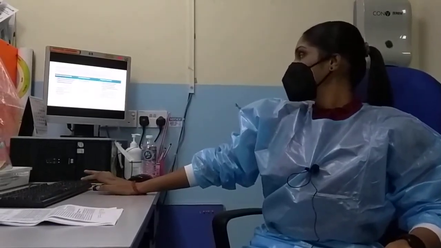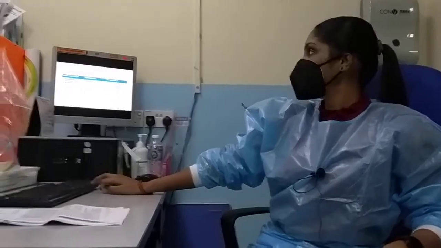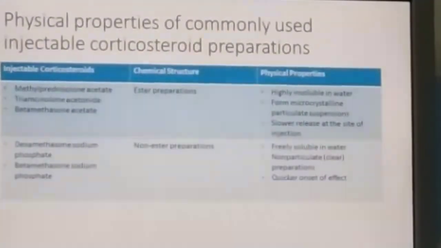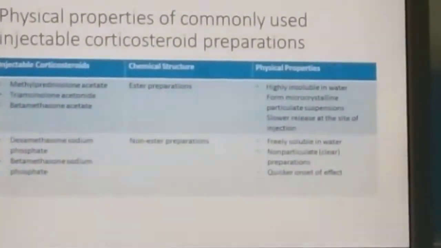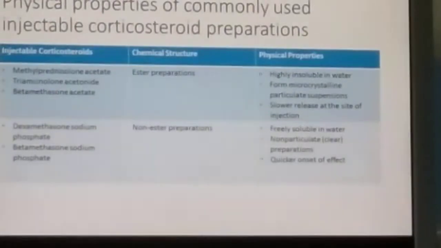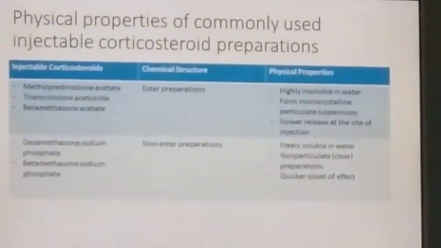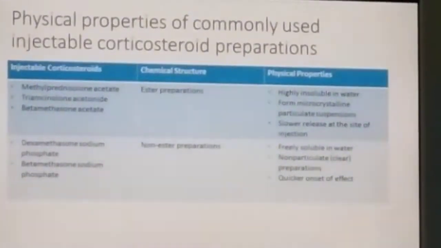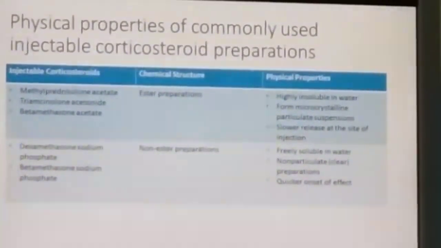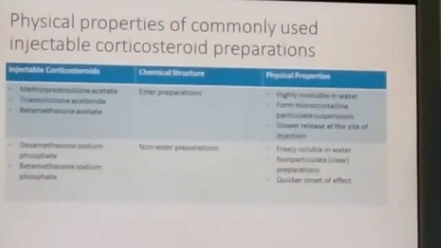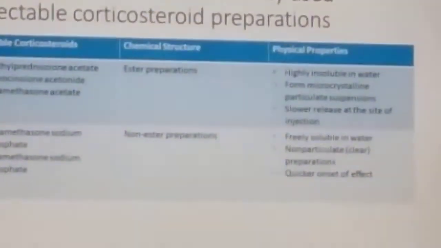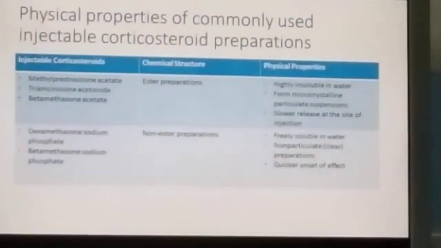This is the physical properties of commonly used injectable corticosteroid preparations. They are classified into 2: the ester preparations and the non-ester preparations. The first ones are methylprednisolone acetate, triamcinolone acetonide and betamethasone acetate. This acetate group has ester preparations. Their physical property is that they form a microcrystalline, which makes them insoluble in water, so they have a slower release at the site of injection.